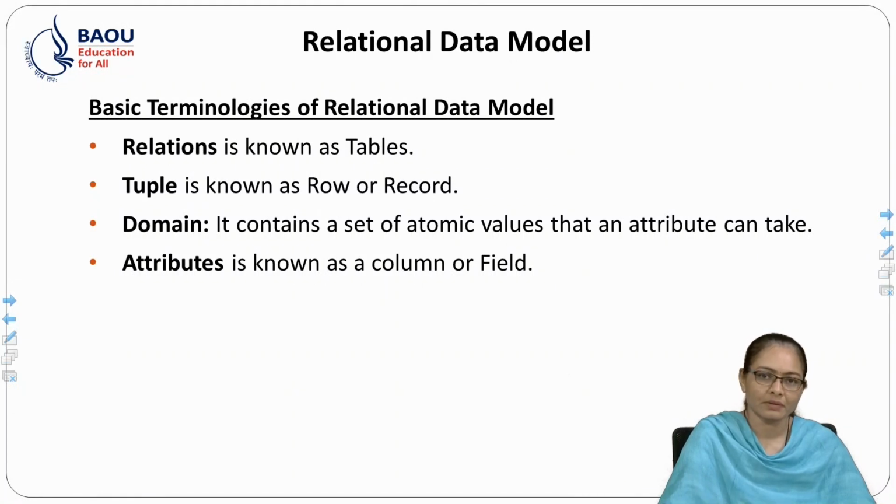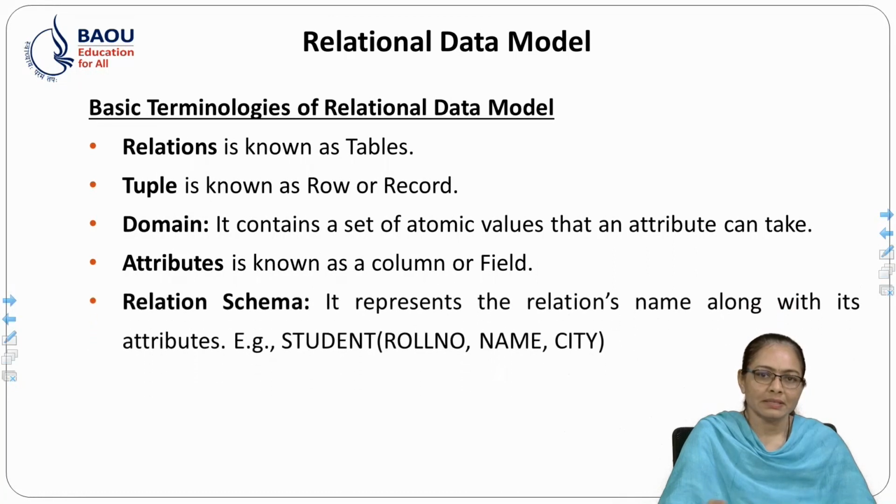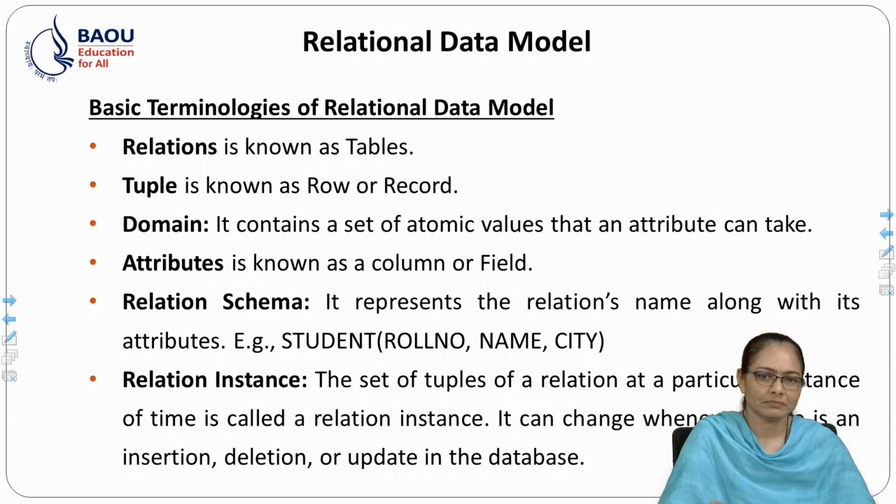Now, relation schema represents the relation name or table name along with its attributes. Relational schema means the overall design of the database or tables is called the relational schema. In a student table, roll number, name and city is the schema.